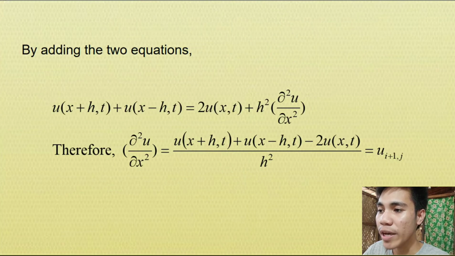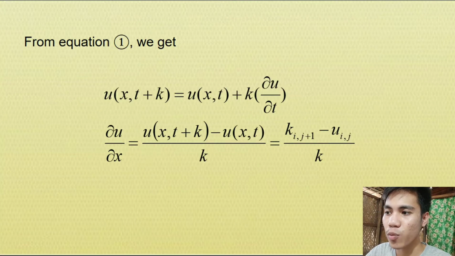If we add the two equations, u of x plus h comma t plus u of x minus h comma t is equal to 2u of x comma t plus h squared times the second partial derivative of u with respect to x. Hence, the second partial derivative of u with respect to x is equal to u of x plus h comma t plus u of x minus h comma t minus 2u of x comma t, all over h squared, which is u sub i plus 1 comma j.